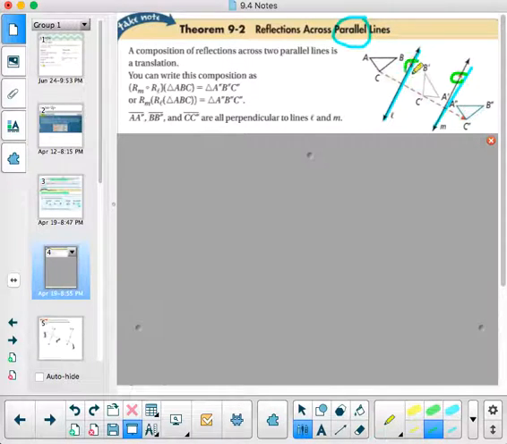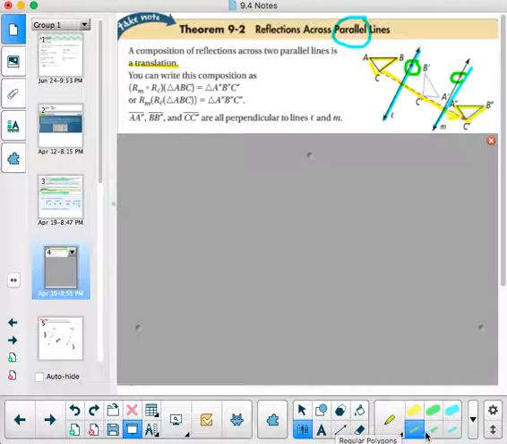And according to this theorem, when I reflect a triangle ABC or any other figure across line L and then reflect it once again across line M, ultimately if you look at ABC and A double prime, B double prime, C double prime, it looks just like I'm sliding, I'm gliding, AKA, I'm simply doing a translation. And that's the big idea of this first theorem: when you reflect across two parallel lines, you are just doing a translation.